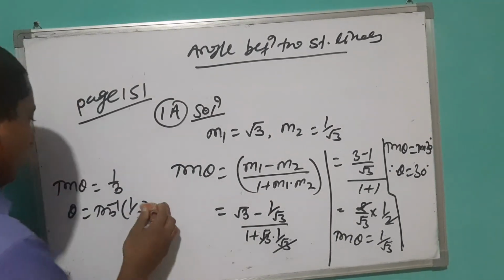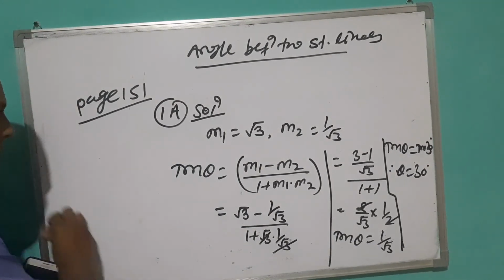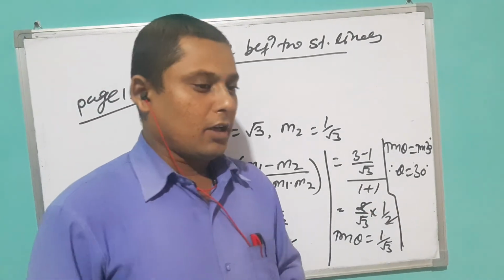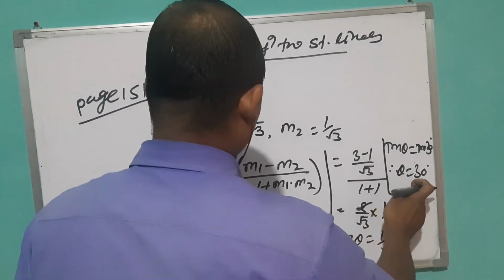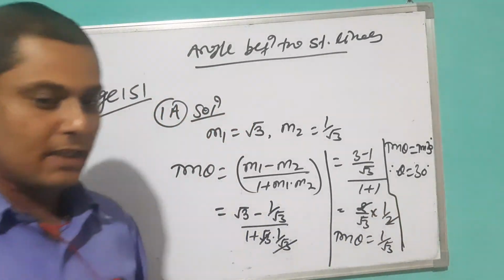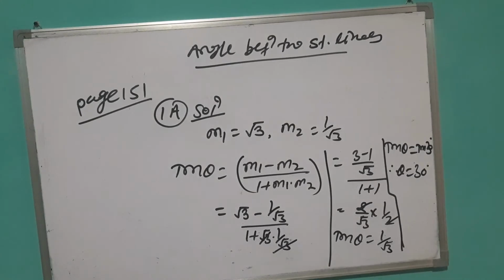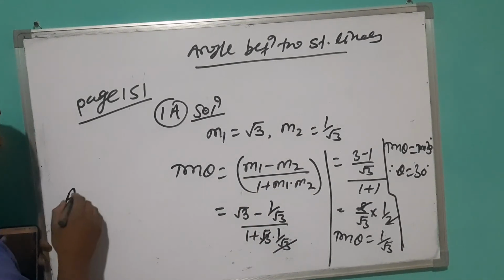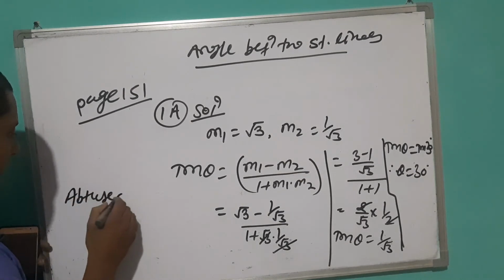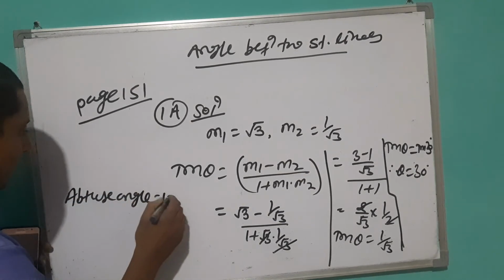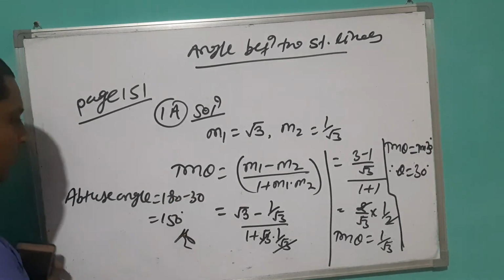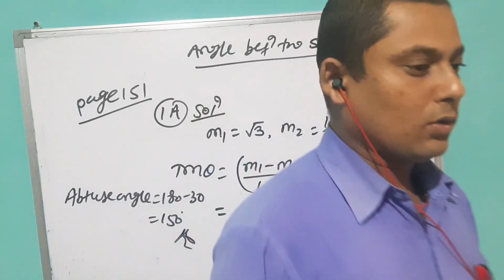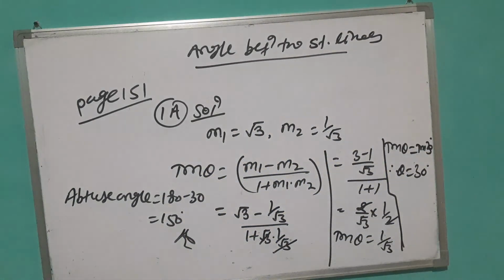And one more thing, this is the acute angle. The question is asking for the acute angle here. But if the question asks to find the obtuse angle, then what to do? This is the acute angle, so its obtuse angle will be 180 minus 30, and it became 150. In this way, we can find out the obtuse angle also, and we can find out the acute angle also.